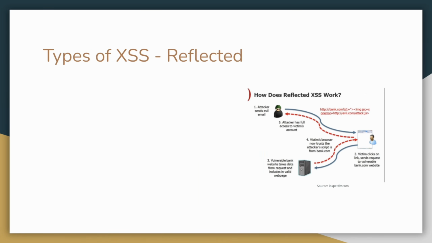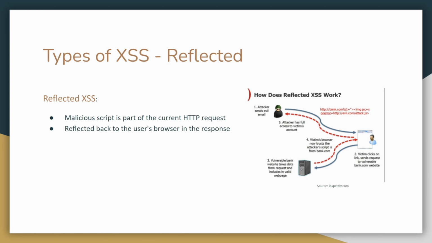Let's start with Reflected XSS, also known as non-persistent XSS. In a Reflected XSS attack, the malicious script is part of the current HTTP request. Think of it as a temporary injection that doesn't stick around. The script is then reflected back to the user's browser in the server's response. The server isn't permanently storing the malicious code, it's just echoing it back as part of the page.